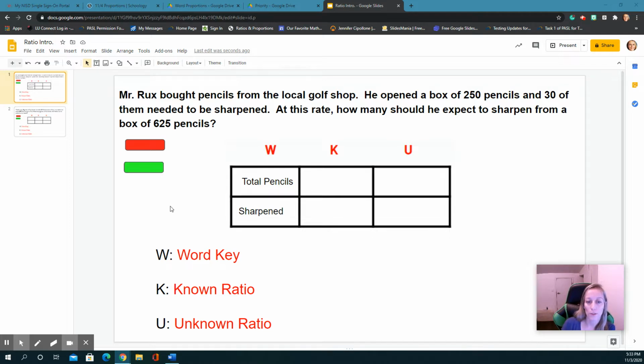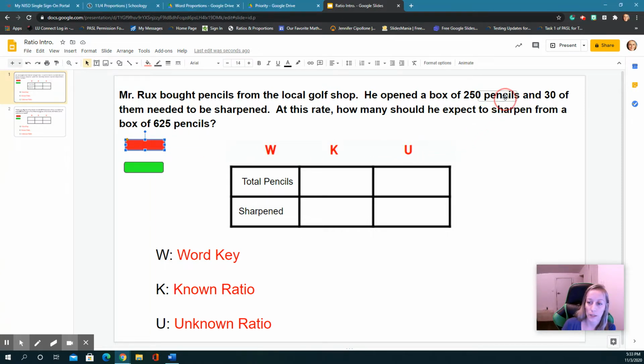Mr. Rux bought pencils from the local golf shop. He opened a box of 250 pencils and 30 of them needed to be sharpened. So our ratio is the total pencils. Now here's my total pencils here in my ratio table, or my proportion table. Total pencils versus the pencils that need sharpened.